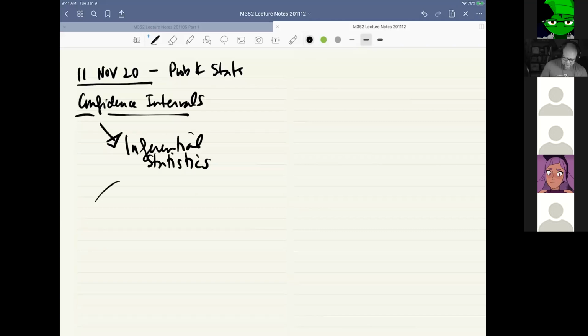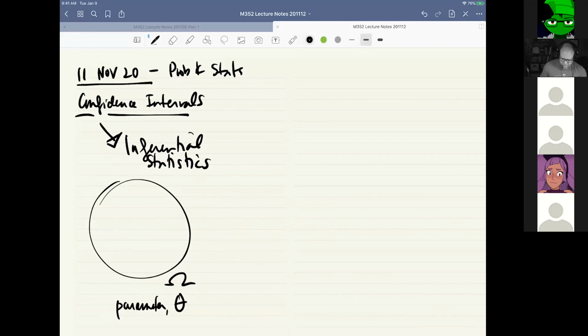Inferential statistics is when you have a population, I'm going to call it omega, and you want to know something about some parameter, some measurement, theta, about the population. So what do we do? Well, we take a sample of the population and we do calculations of the parameter. And if we want to estimate the parameter, oftentimes the way we do that is we'll calculate an average value.